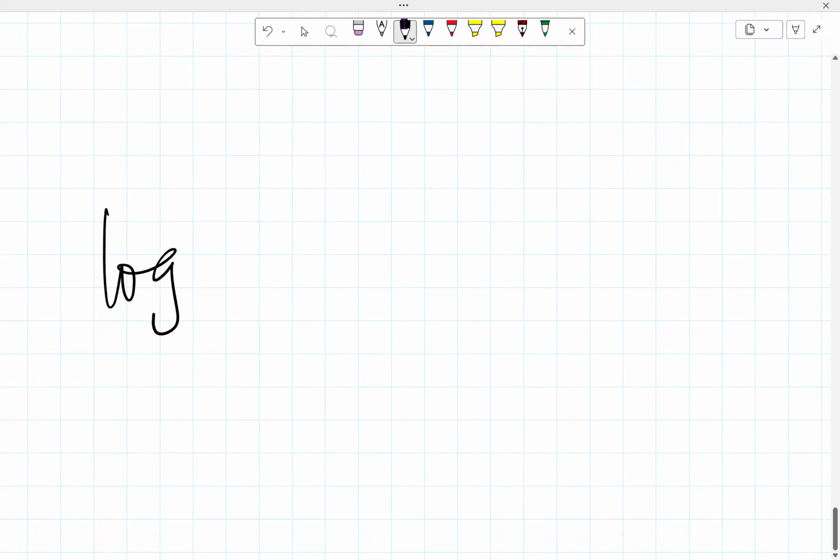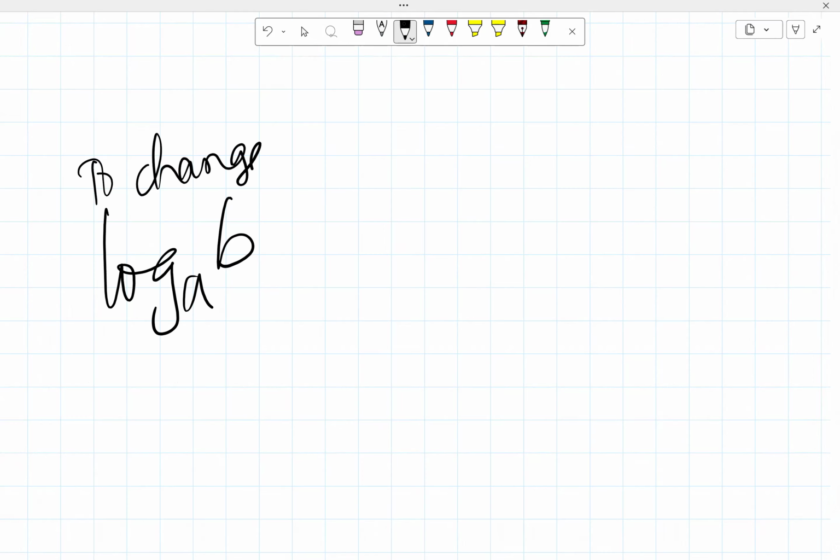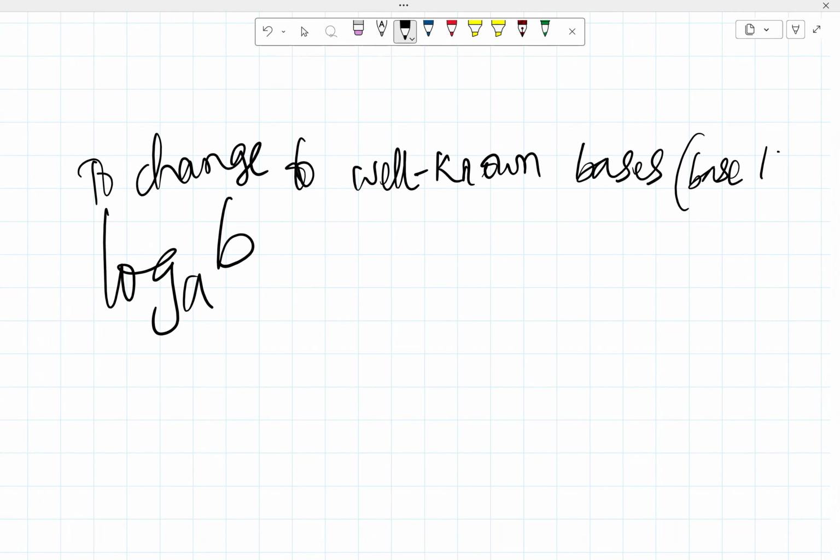So imagine you have log b to base a, all right? This is just any two random numbers, maybe not e, not 10, not anything like that. So to change to well-known bases, the well-known bases are base 10 or base e, okay? If you want to change to that, what do you do? To change this expression now to a well-known base, what do you do?